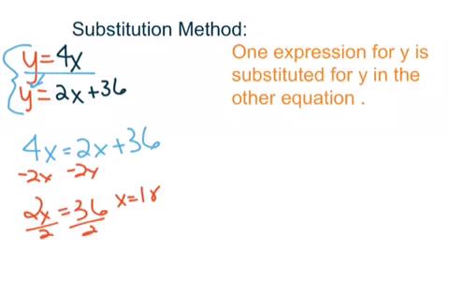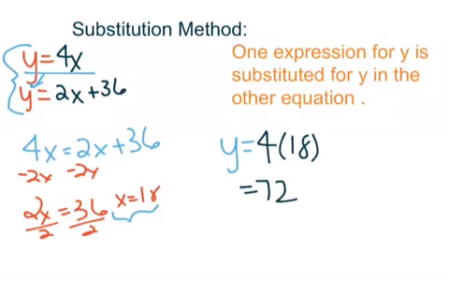Okay, we found our x, so now we need to find our y. You can substitute this x value into either one of the original equations. I'm just going to put it into that first one because it's pretty easy. So y equals 4 times x, but x does equal 18, and 4 times 18 is going to give us 72. So x equals 18, and y equals 72.